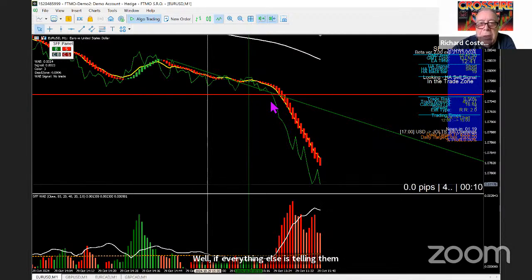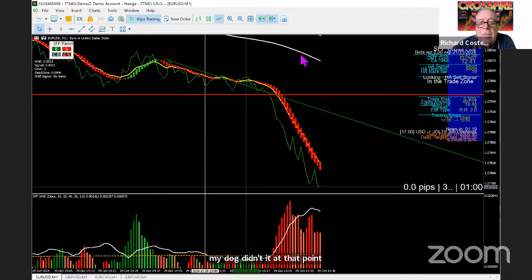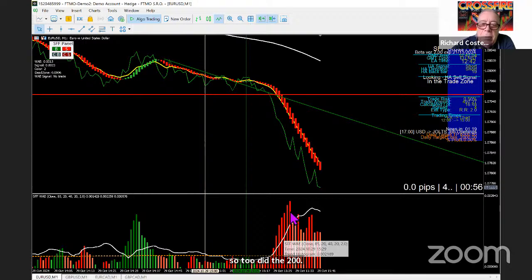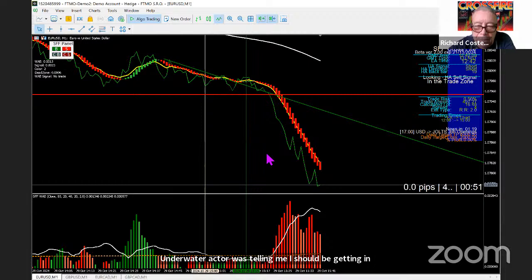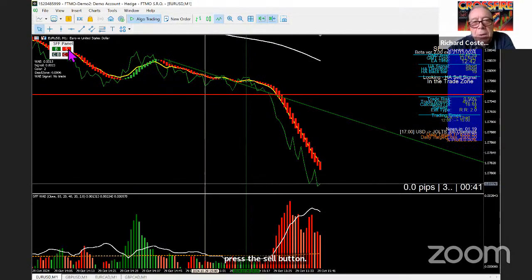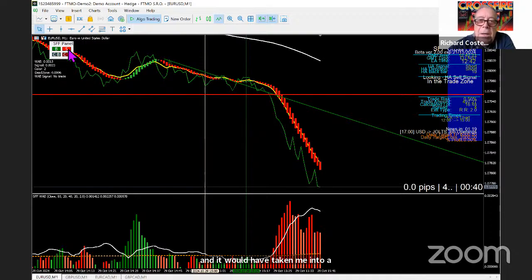Now that was clearly, that moving average decided to take a dive, didn't it, at that point? So too did the 200, and they're going down in parallel. And the water after was telling me I should be getting in for a sell. So if I'd been trading myself this afternoon and I'd spotted that, I would simply have pressed that sell button and it would have taken me into a sell trade, even though we hadn't had an MA crossover.